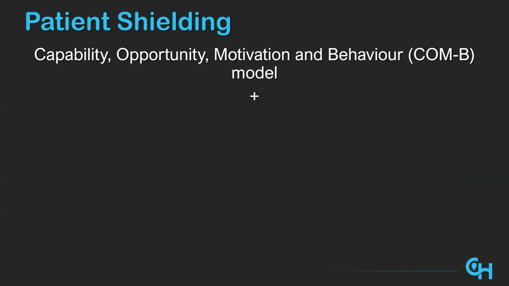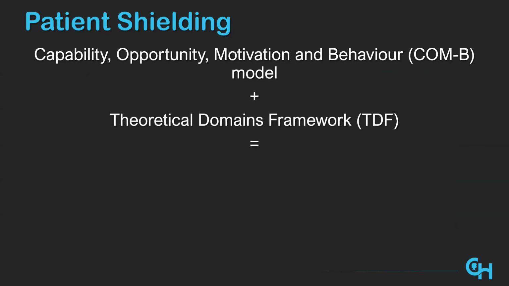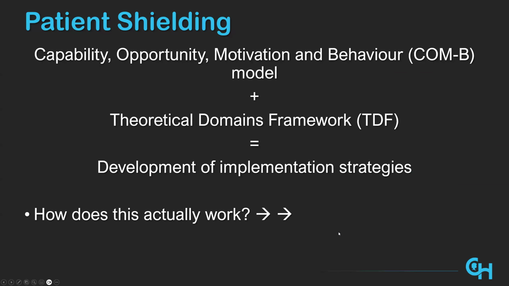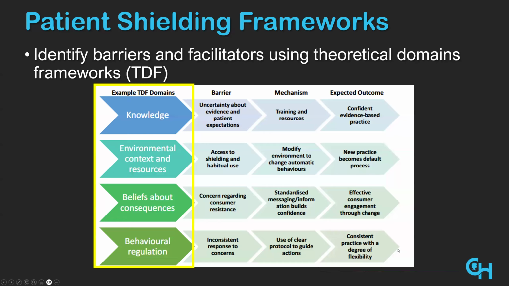So they used a model called the Capability, Opportunity, Motivation, and Behavior model, or COM-B model, and combined that with a theoretical domains framework. So among all the frameworks there are to choose from, this model and this framework fit their local environment the best and the tasks that they had before them. And so together, this informed the development of their implementation strategies. How does it actually work?